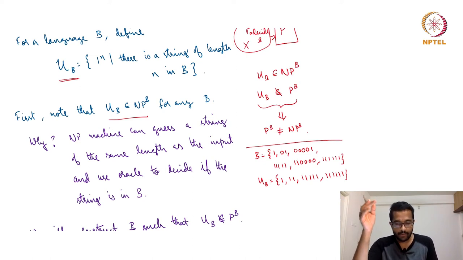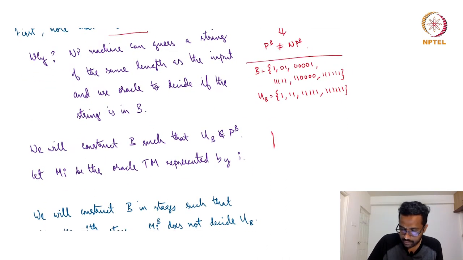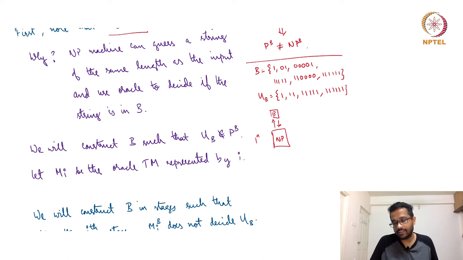Basically, U_B is contained in NP^B because in order to decide U_B, you have an NP machine which has access to a B oracle, right? It is given 1^n for some number n. And what we have access to is the oracle for B, which means given 1^n, we have to determine from the B oracle: is there a string of length n in B, right?